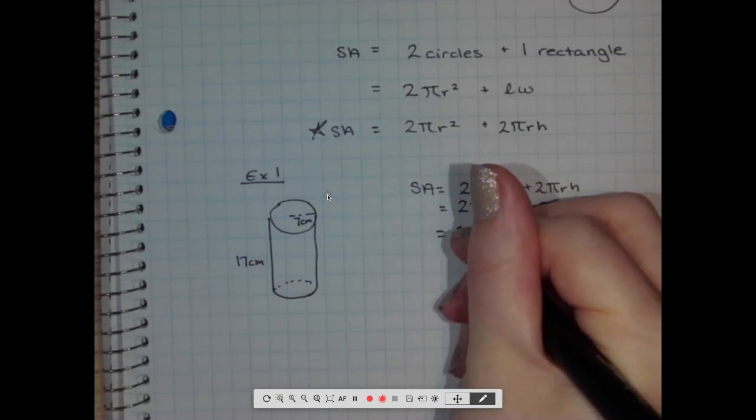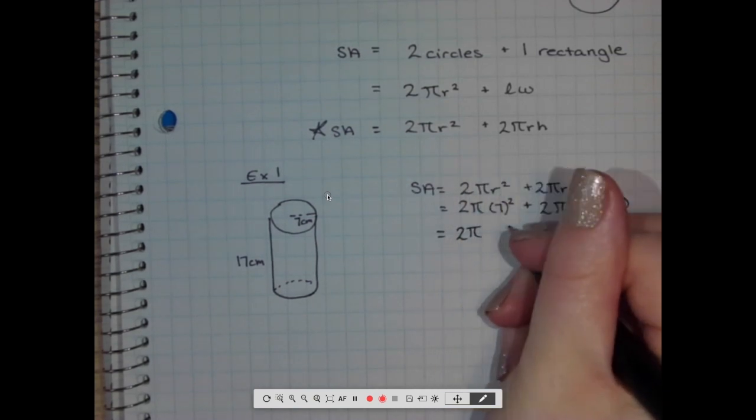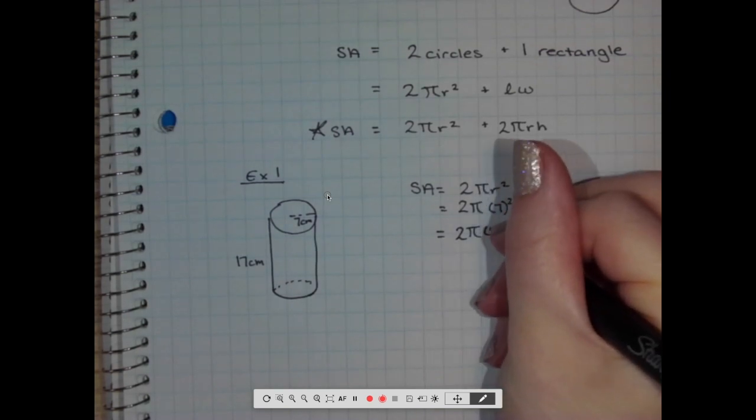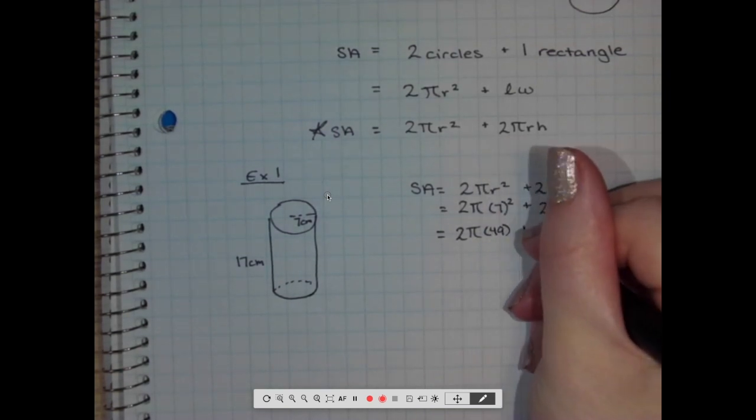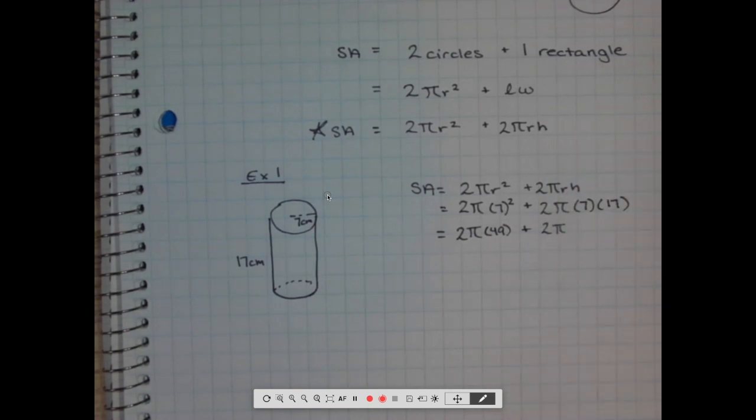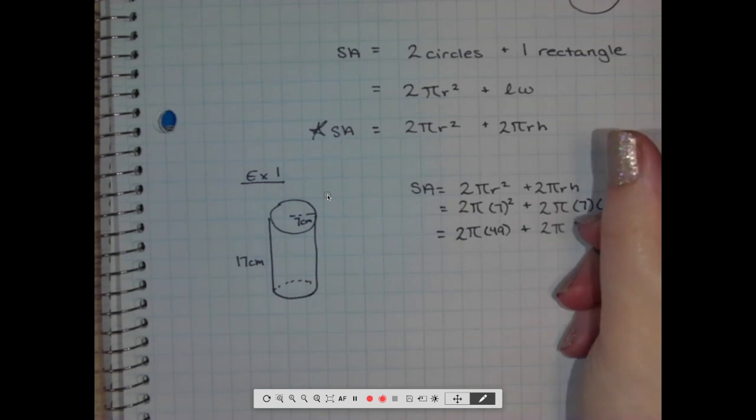So then I'm leaving my 2 pi here. I want to figure out what 7 squared is. 7 times 7, 49. Plus 2 times pi and 7 times 17, which I know you all know off the top of your head, is 119.